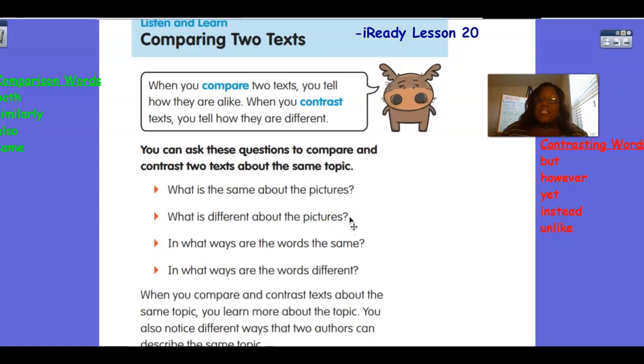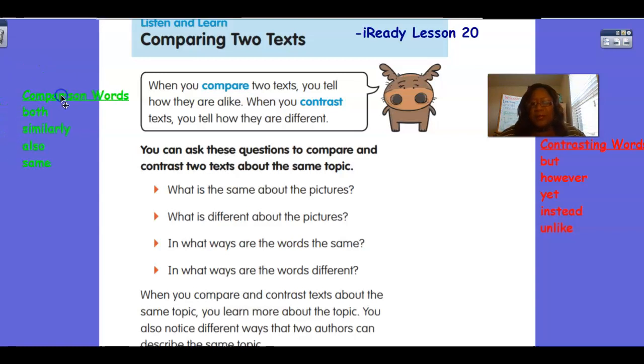When you're comparing 2 texts, you tell how the texts are alike and how they are different. When you, on the opposite end, contrast. Comparing, you are telling how they are alike. When you are contrasting the text, you would be describing how they are different, meaning how they are not alike. You can ask questions to compare and contrast 2 different texts about the same topic. Questions like, what is the same about the pictures? What is different about the pictures? In what ways are the words the same? In what ways might the words differ or be different?